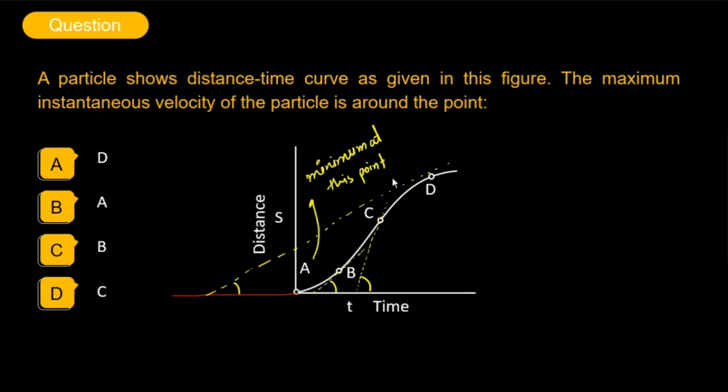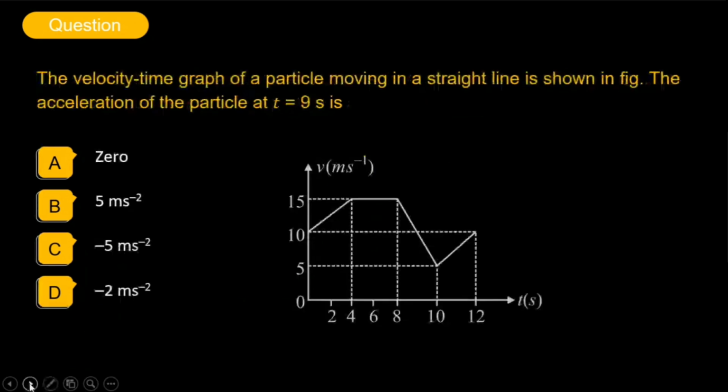This is C. So you just have to figure out which point is actually making the maximum angle, and that point will ultimately give us the maximum instantaneous velocity, which is supposed to be C. That's it.